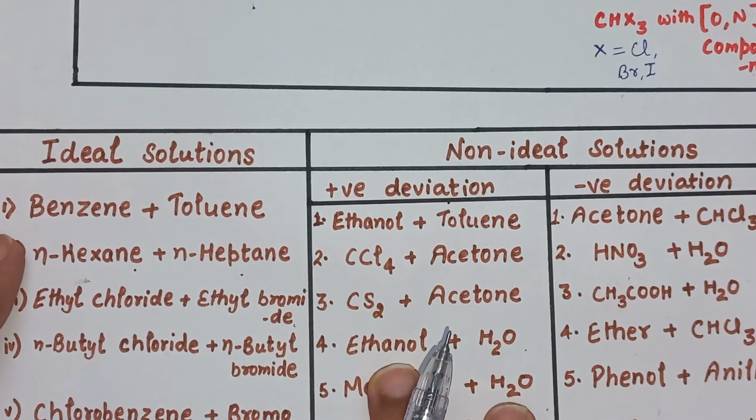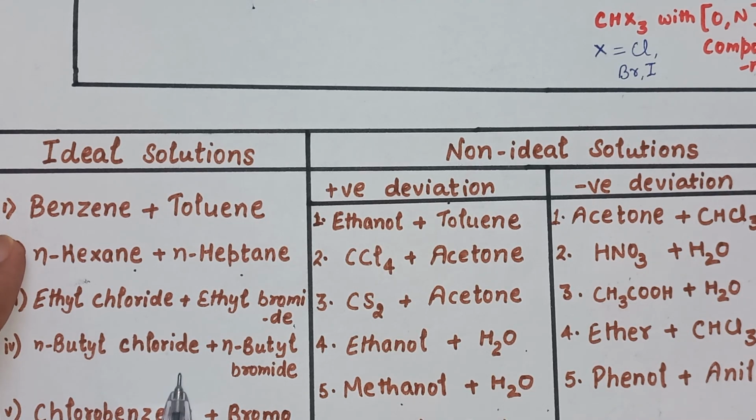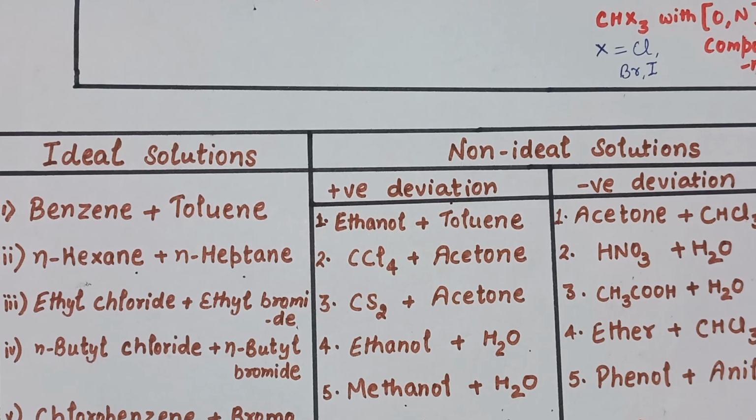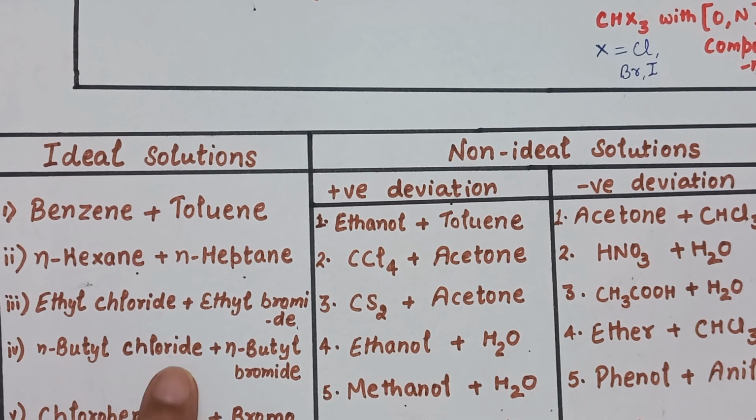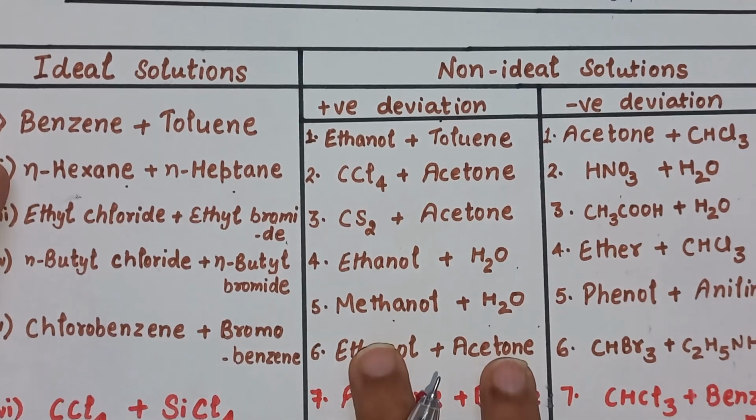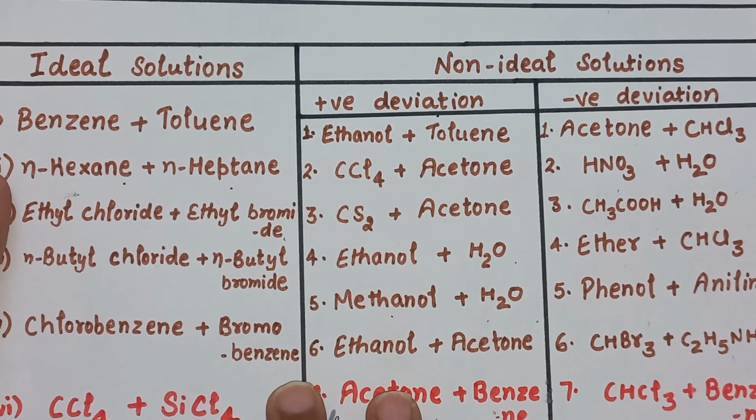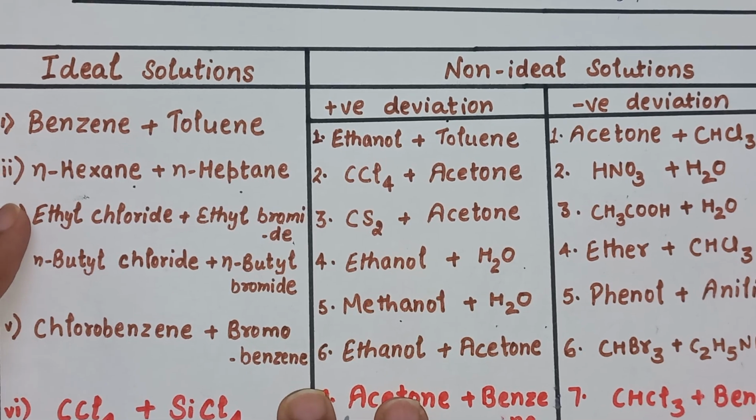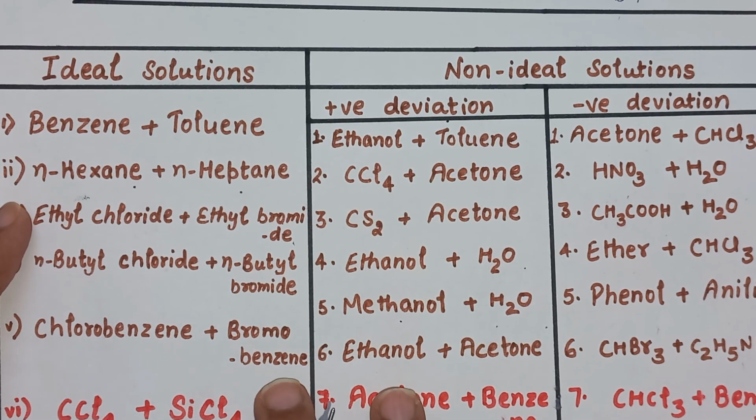The next example we have is n-butyl chloride plus n-butyl bromide. Again, in butyl chloride and butyl bromide, the halogens are replaced, so there are not so many differences in their size and mass. So they are also an example of an ideal solution. The next one we have is chlorobenzene plus bromobenzene. This is also an example of an ideal solution.